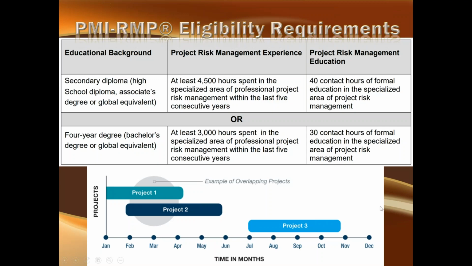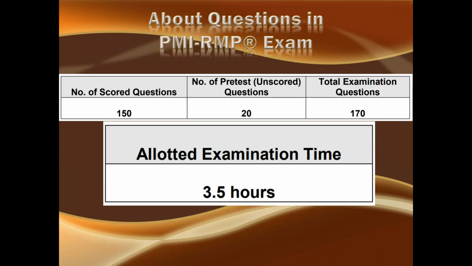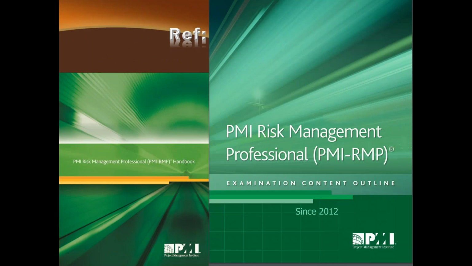Okay. And this also I have described, there are 170 questions in 3.5 hours. So this is a bit lighter than PMP from the number of questions point of view. 170 questions in 3.5 hours. Forget about the 20 questions which are unscored, because that is just a confusion. You don't know which those 20 questions would be. Therefore, it's not your concern.